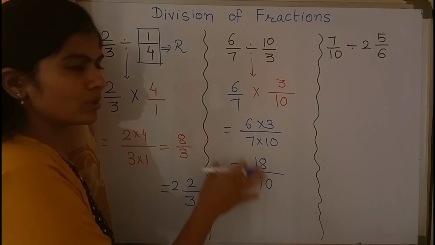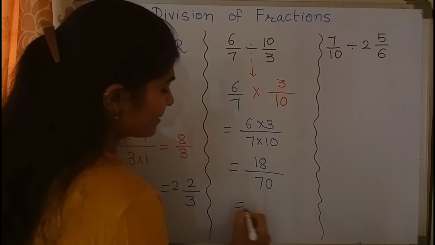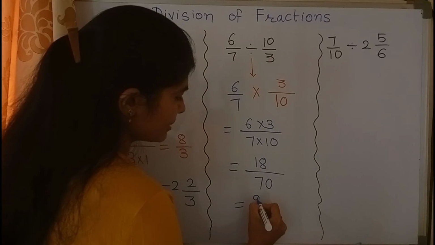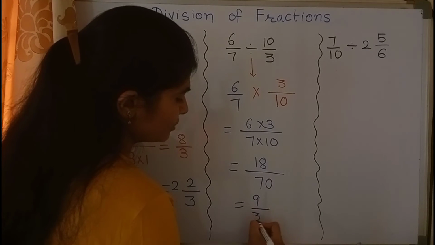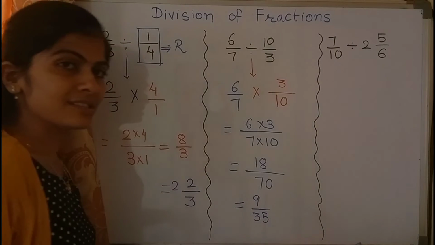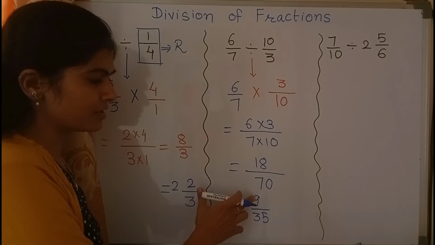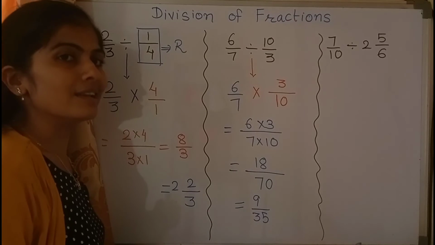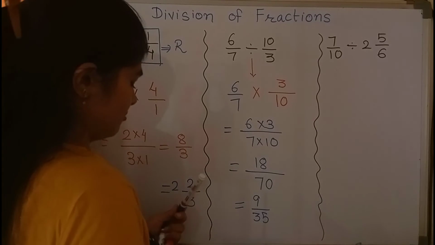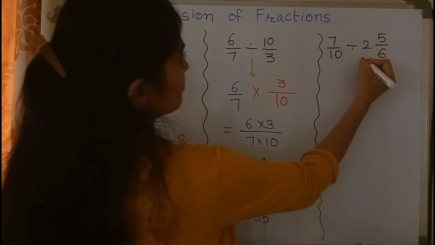You can see that both are divisible by 2. So if I divide by 2, I get 9, and if I divide by 2, this is 35. Friends, this is in terms of a proper fraction. We are not going to do any sort of conversion because my numerator is less than the denominator. Now let's have a look at the next example.